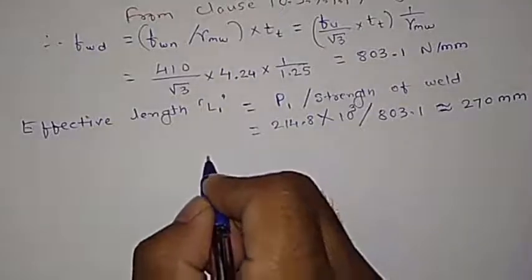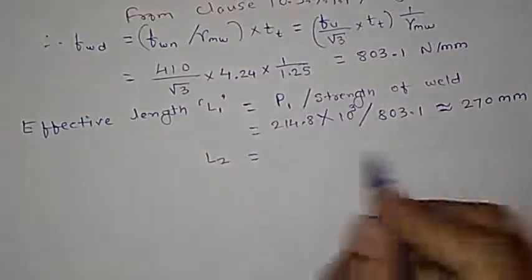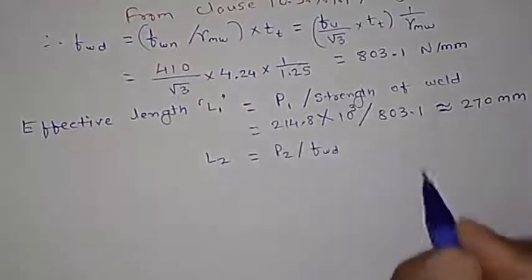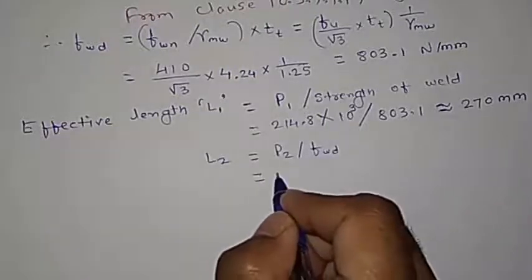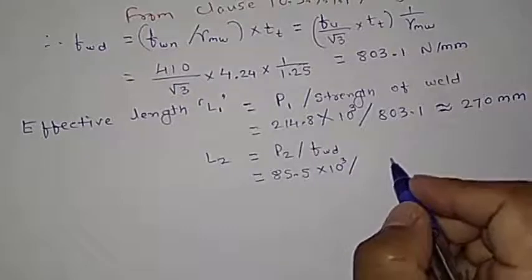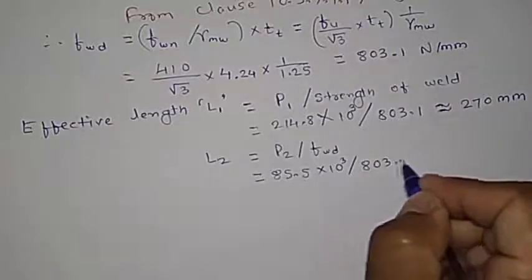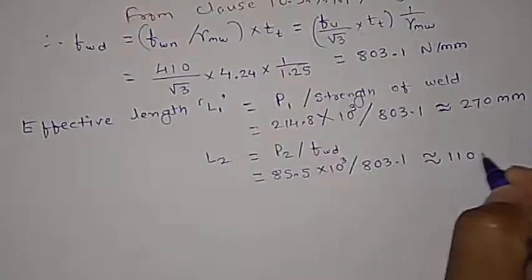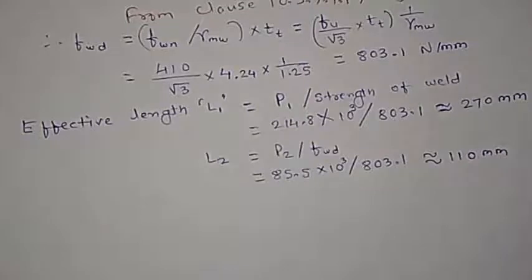Similarly we can calculate L2, which equals P2 divided by FWD. Here P2 is equal to 85.5, converted into Newton, divided by 803.1. So you will get around 110 mm. So this is how we get the lengths: 270 mm which is at the heel, and then 110 mm which is at the toe. So that's the length to be provided.